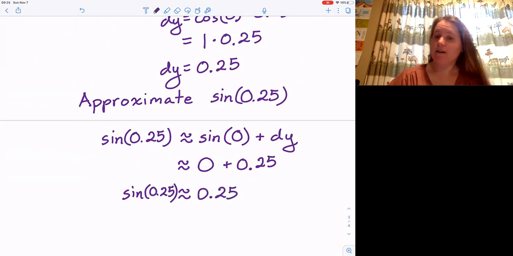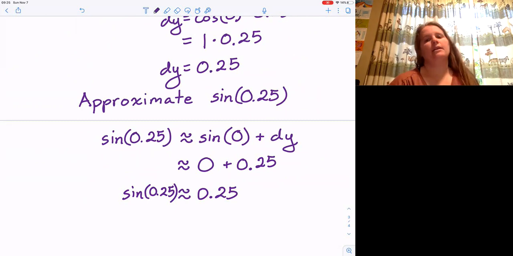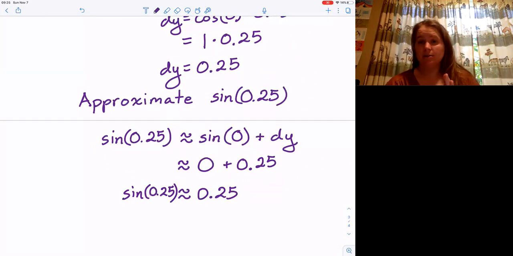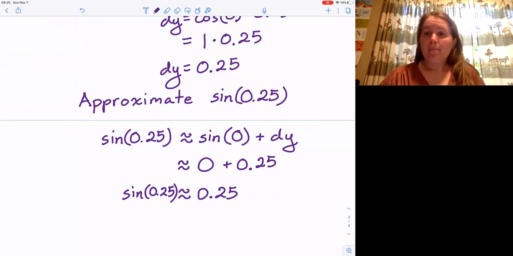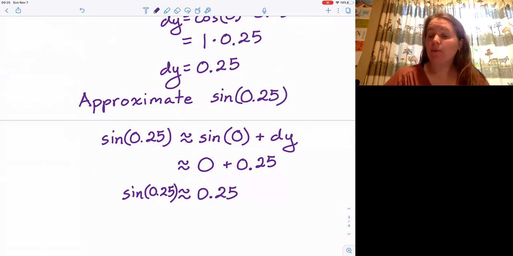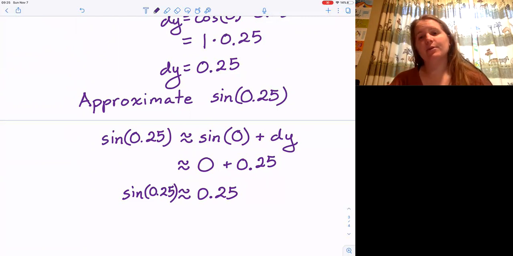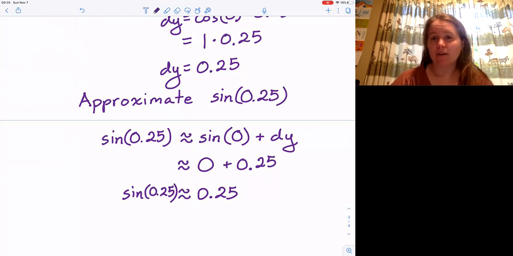Now this is likely not going to be accurate. Sine is at its steepest right at 0, but it curves down. So this will be an overestimate. But it does give us a reasonable approximation and a quick way of approximating sine of 0.25 if we do not have a calculator available.